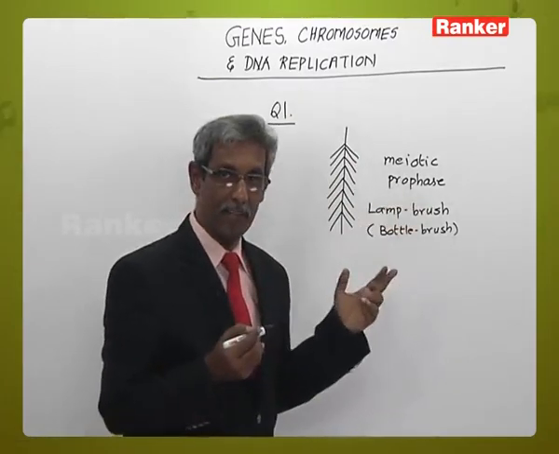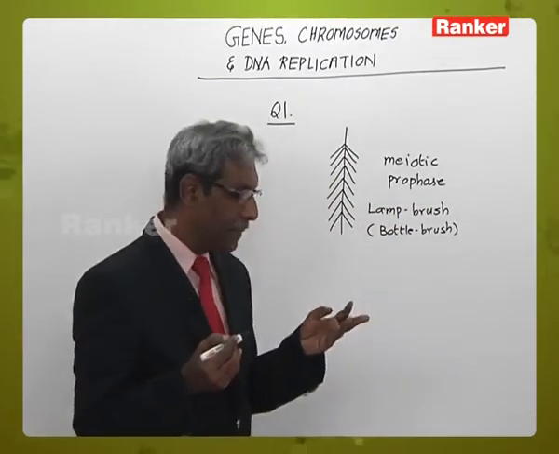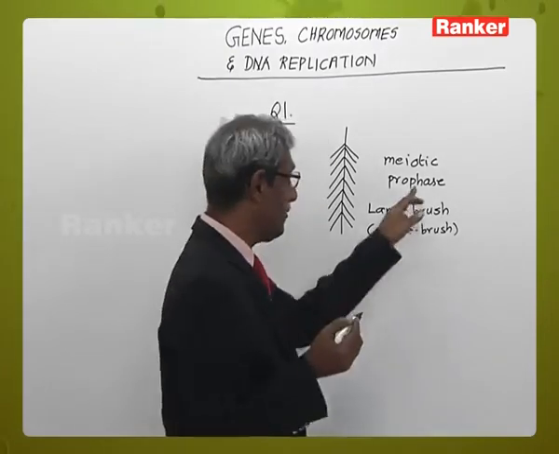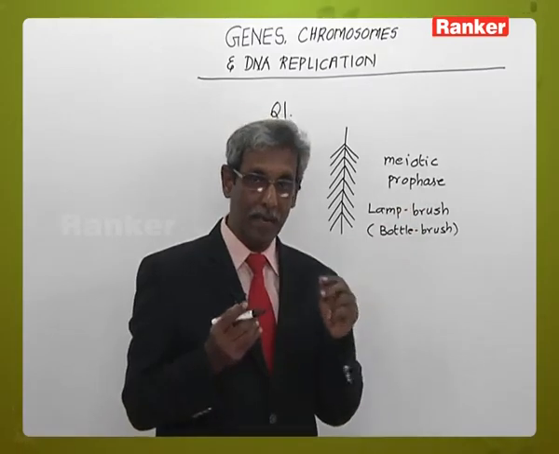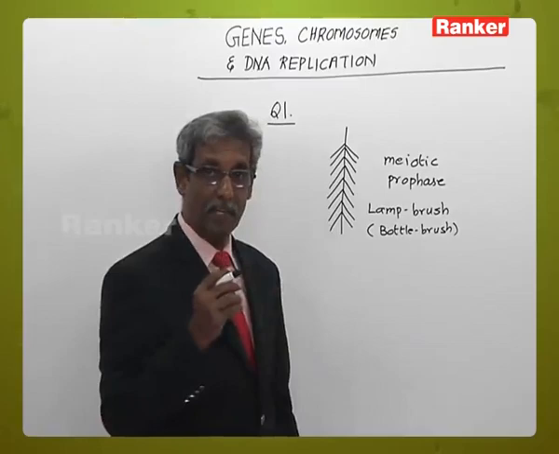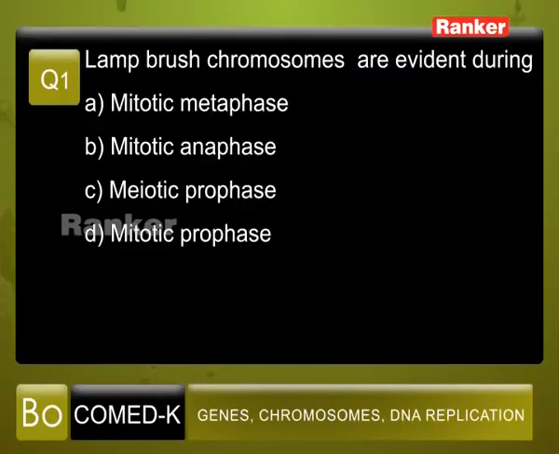The prophase is a specialized type of meiotic cell division which again can be characterized into leptotene, zygotene, pachytene, diplotene and diakinesis. And prophase can be categorized as prophase 1. So, in meiotic prophase there is evidence of lampbrush chromosomes. Hence, among the choices the correct answer is C.